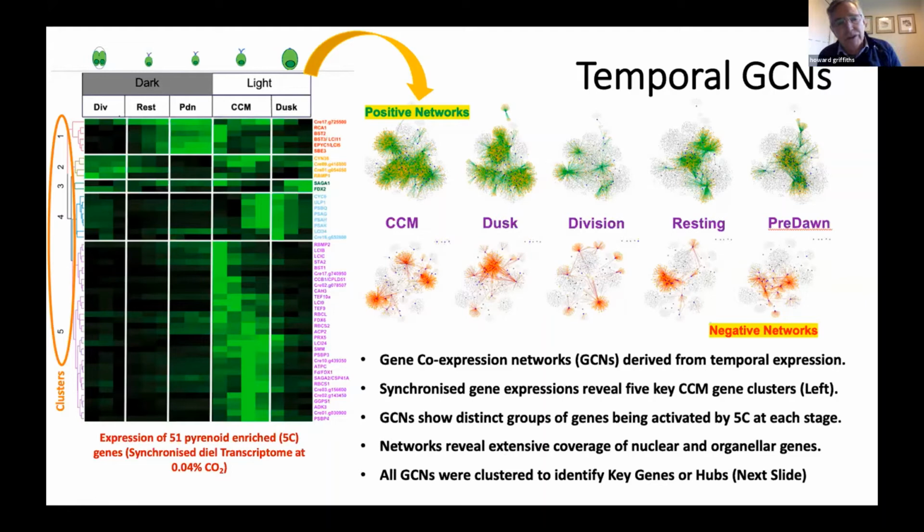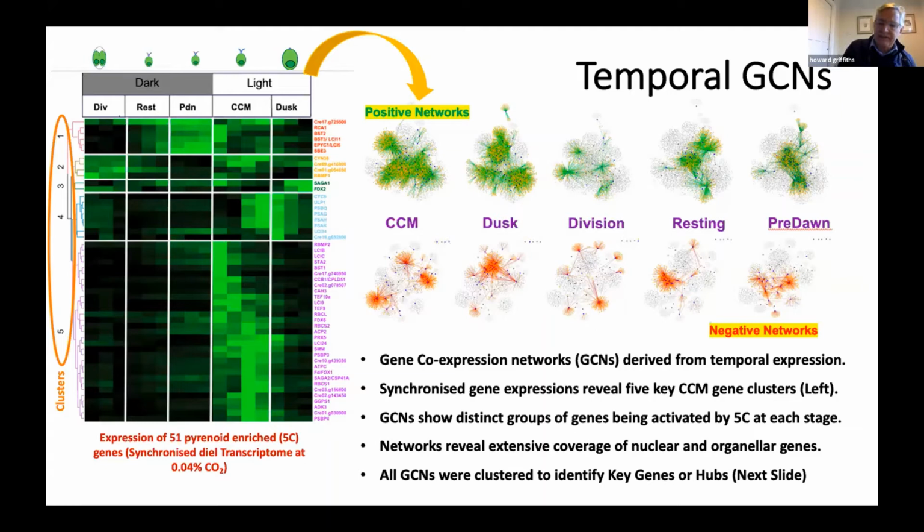And so we've targeted these specific CCM genes, and we can find that there are both positive and negative networks which are lighting up as we see the various processes occurring, going through from cell division through to the induction of the CCM, the full expression of the CCM in the light, and then the move towards dusk. And so we've got these key clusters, and we're then able to use them to identify key genes or hubs, as we see here.